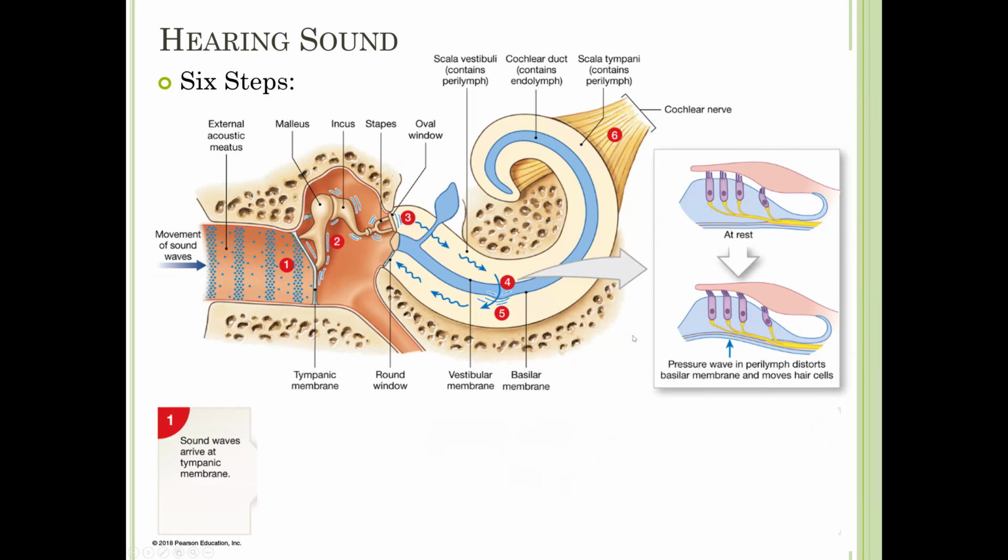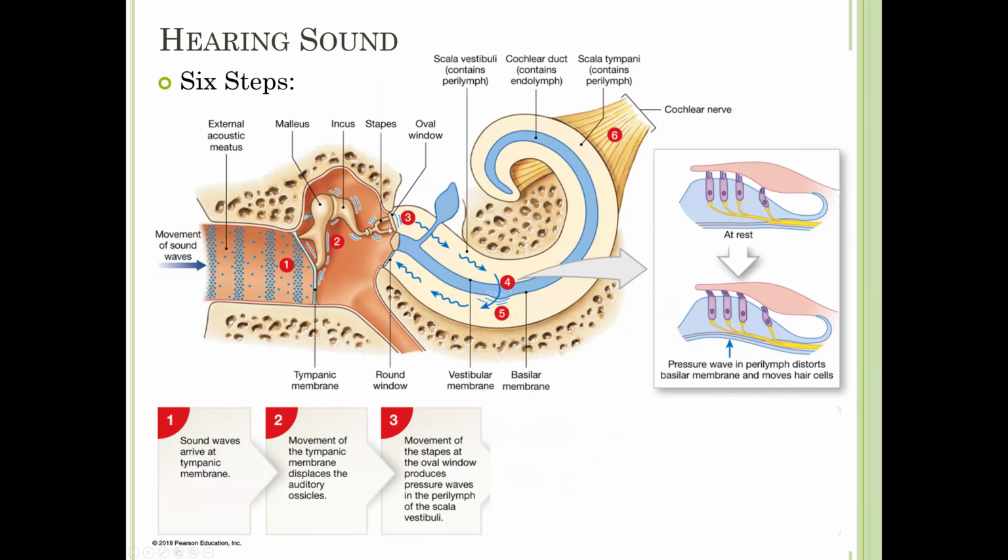So we've arrived at the 6 steps involved in being able to hear sound. Step 1, the sound waves come in through your external acoustic meatus and arrive at the tympanic membrane and cause the tympanic membrane to vibrate at the same frequency as the sound waves. So we say the tympanic membrane matches the resonance of the sound waves. Step 2, the movement of the tympanic membrane is going to move the 3 auditory ossicles. The tympanic membrane is directly connected to the malleus, which is going to move the incus, which is going to move the stapes.